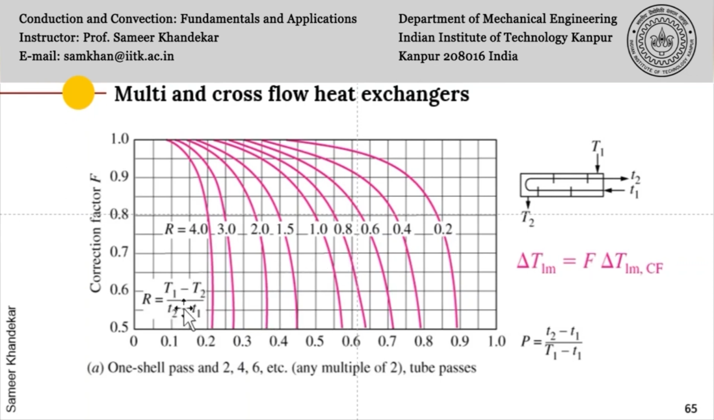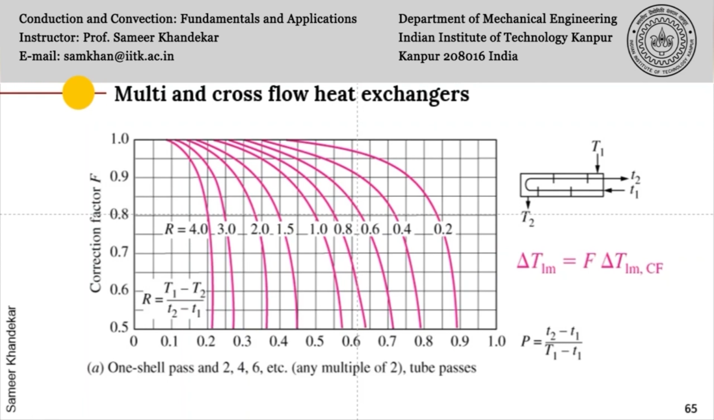So you know P, you know R, then you can get the value of F, and you can see the value of F ranges from 0 to 1.0. Typically the graph is truncated from 0.5 to 1, because below this it will in any case be a bad heat exchanger, which is not needed or not desirable. So this is one such graph, and in your book several such graphs are given for different configurations of heat exchangers, shell and tube heat exchangers, as well as cross flow heat exchangers.